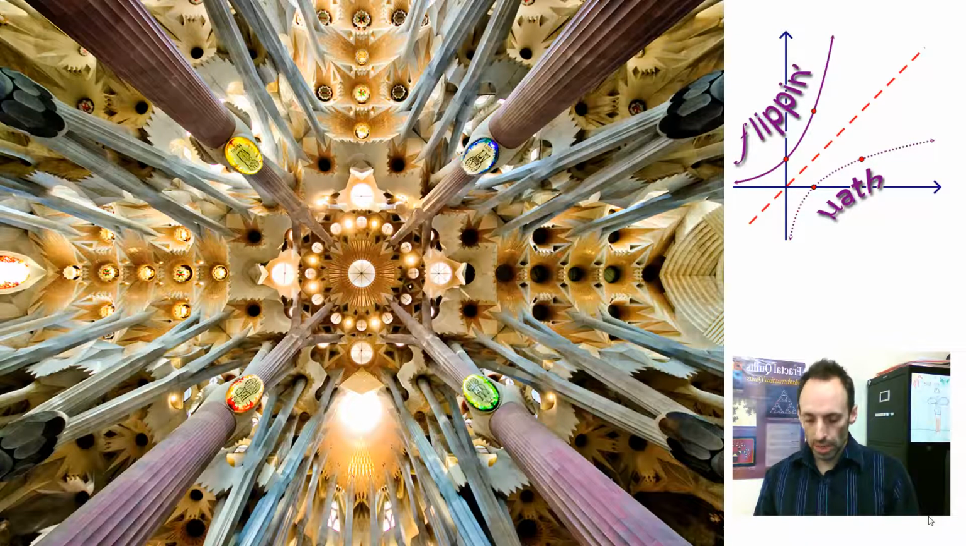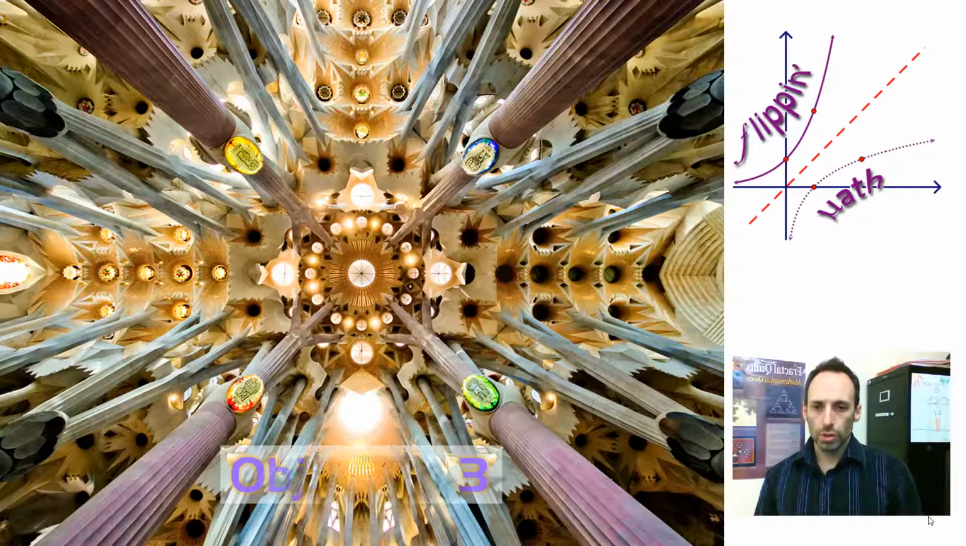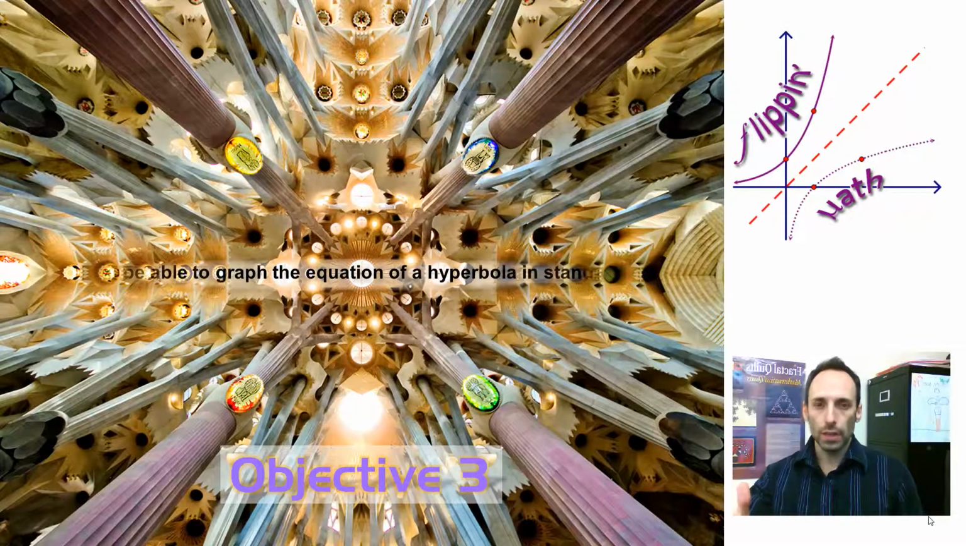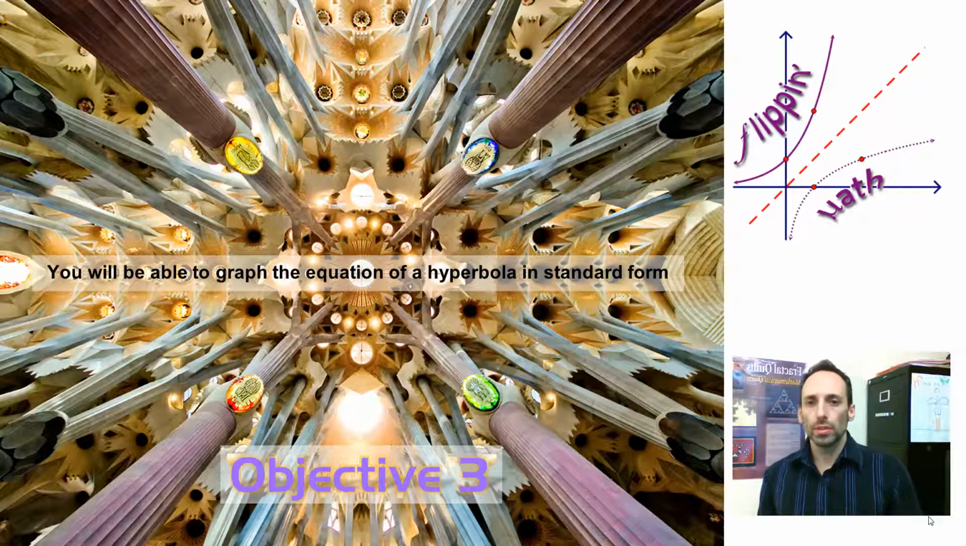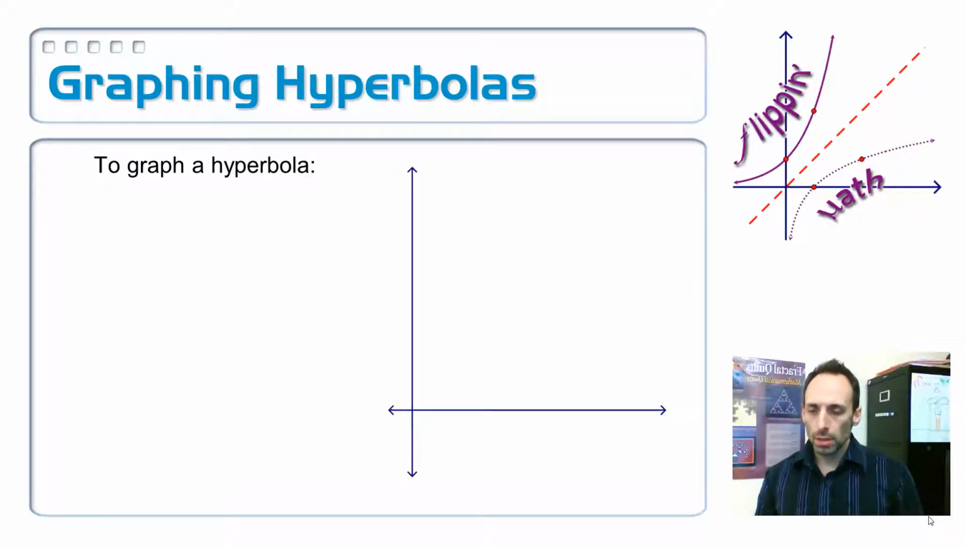That's a spectacular church. Anyway, so objective 3, what we're doing here is we're going to be graphing hyperbolas in standard form. Follow this with me and I'll give you some step-by-step instructions on how to graph these things. It should be pretty easy if you follow my 9-step program. I mean, maybe it's 5-step.